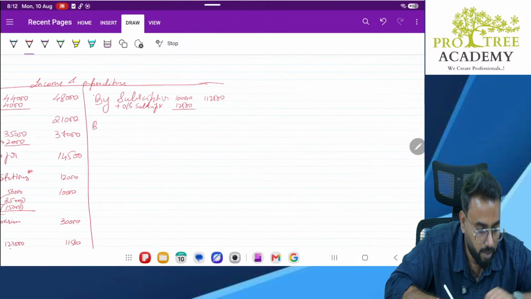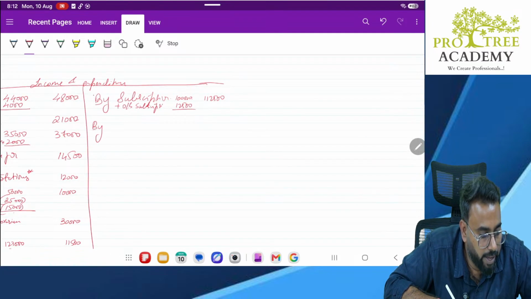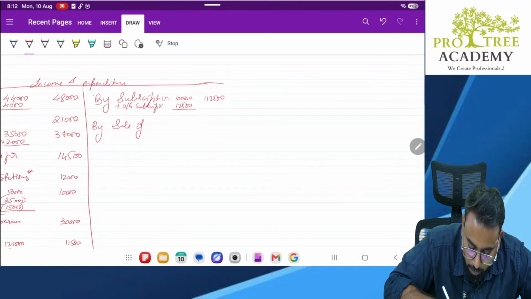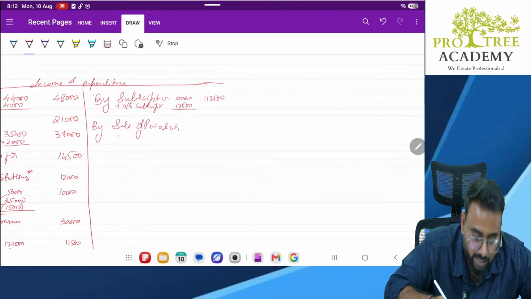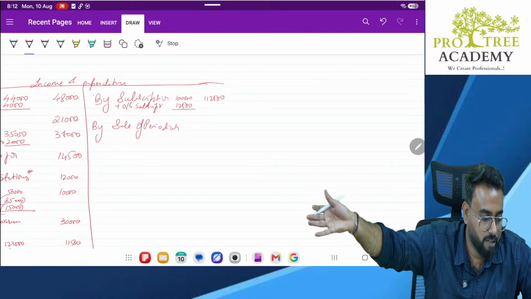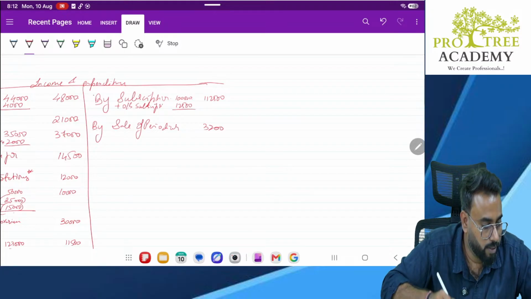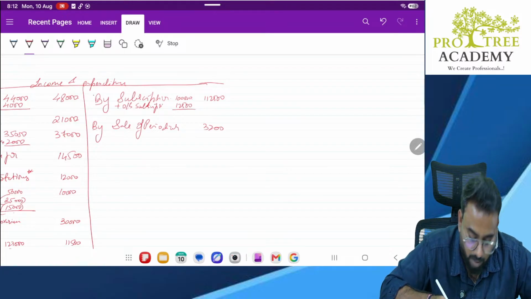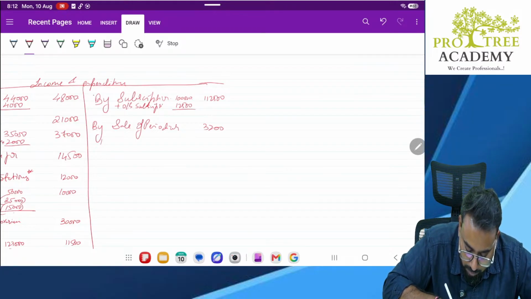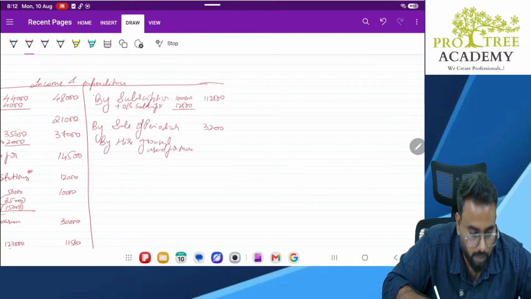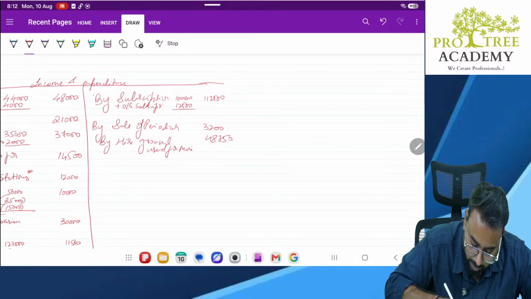Next, what else? By sale of furniture will come later. By sale of periodicals. See, sale of periodicals means we will give to the raddi wala, no? That one. How much? 3,200. Okay. Next. By hire of ground used for marriage. How much? 48,750. Okay.